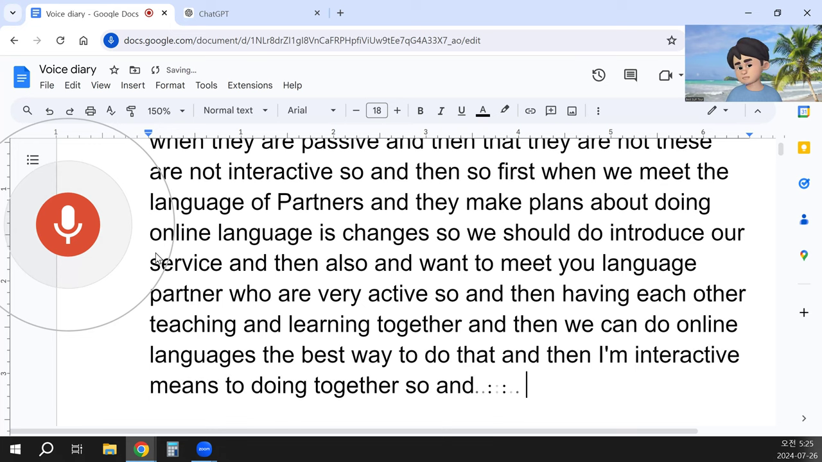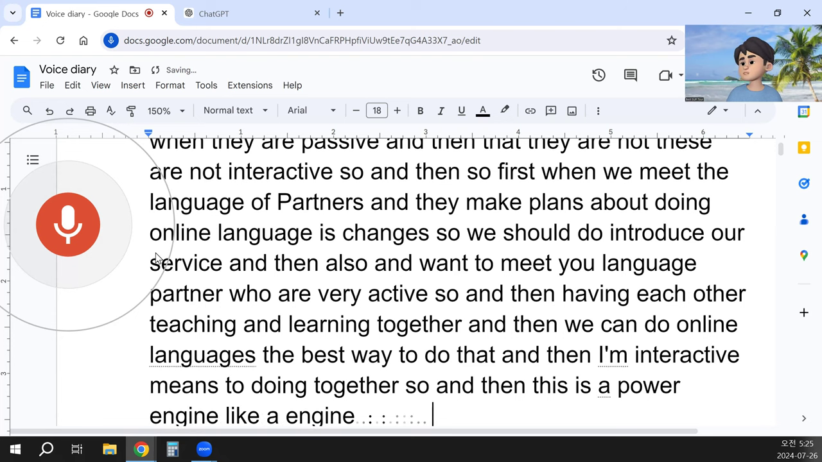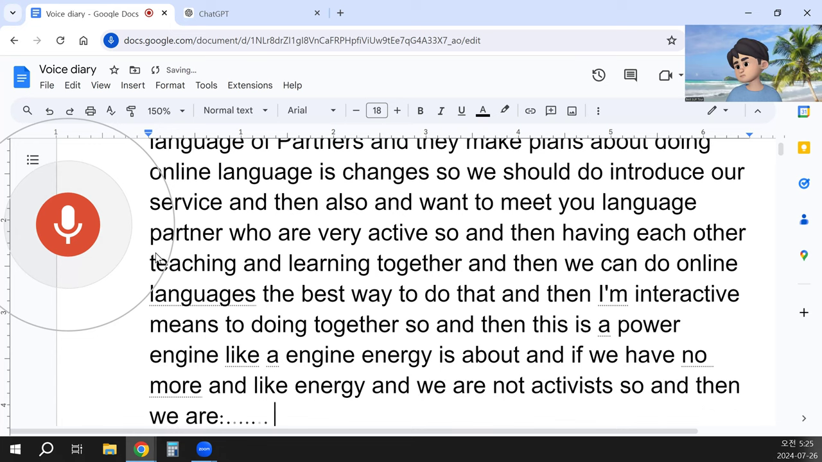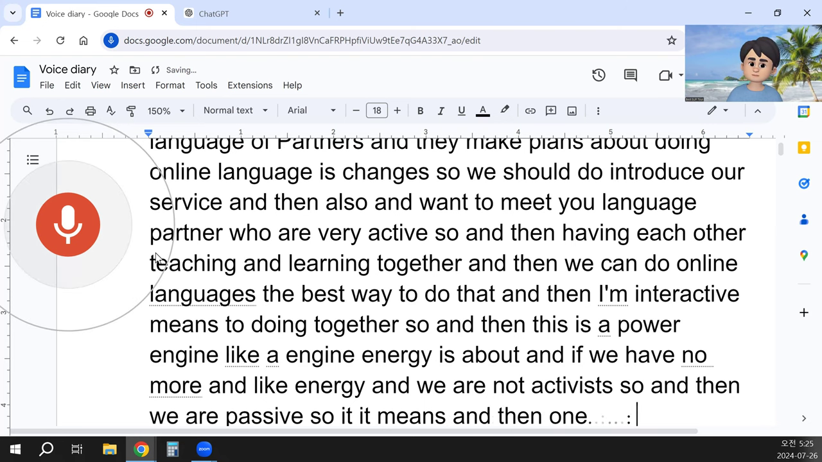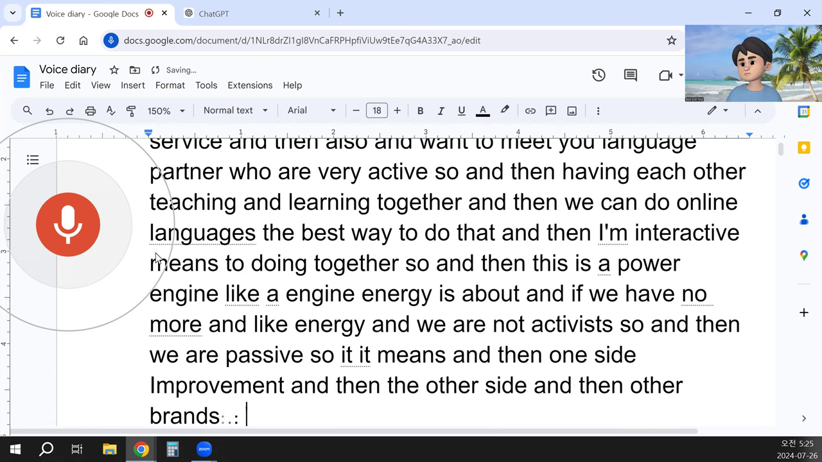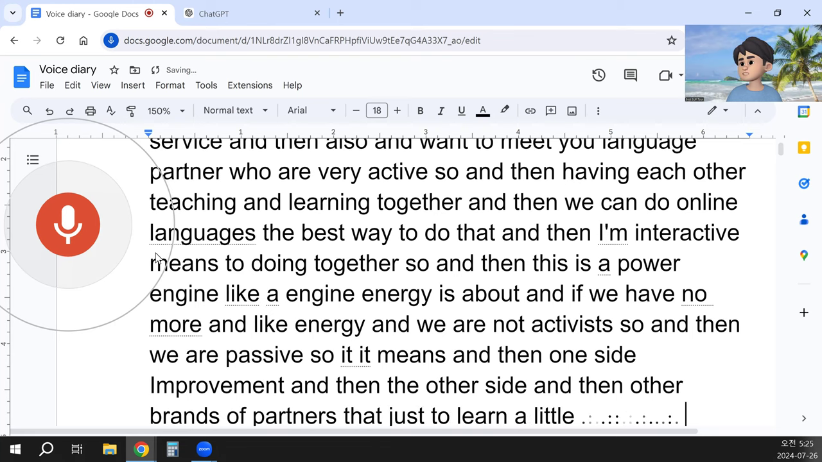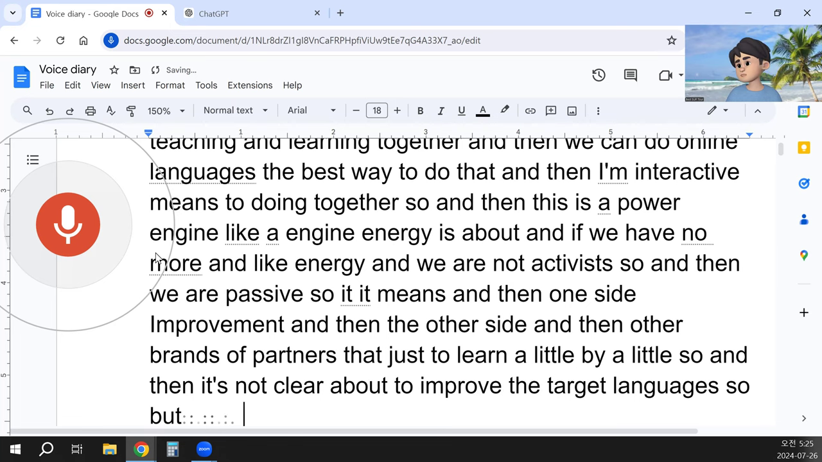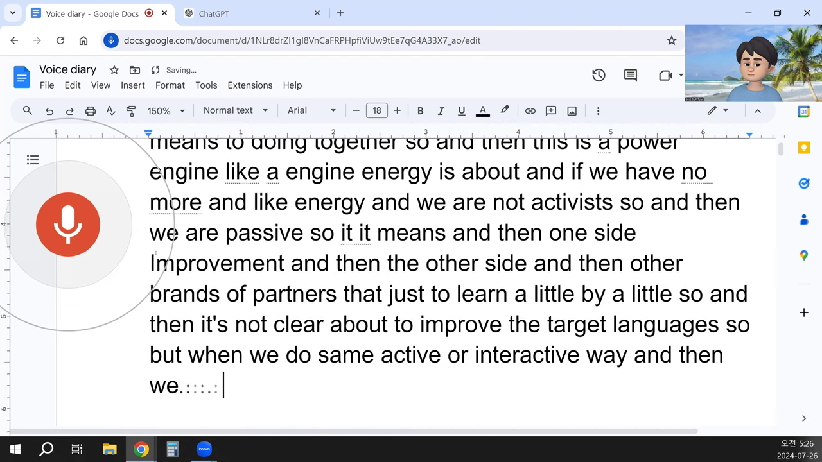So this is like a power engine, engine energy. If we have no energy, then we are not active, so we are passive. It means one side improves, and the other language partner just learns a little by little. So it's not clear they improve the target language. But when we do the same active or interactive way, we can improve step by step together.